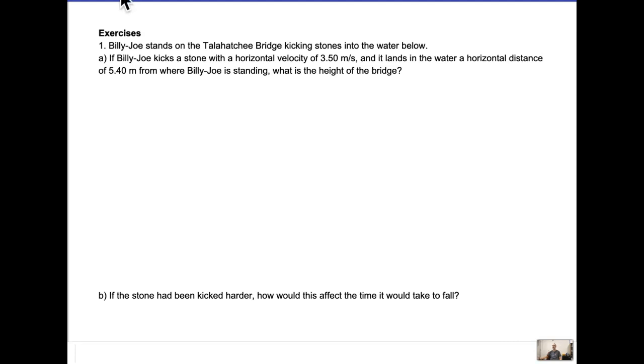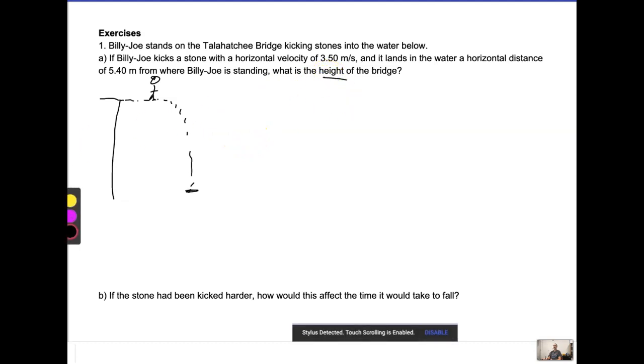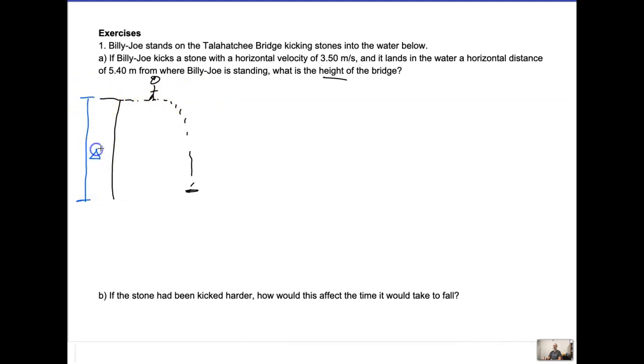For the very first one, we have Billy Joe standing on a bridge. We know that the bridge kind of looks like this. Really not, but anyway, so here's the bridge, and Billy Joe is standing here, kicks a stone off the bridge, and whee, it falls down to the ground. They want us to find the height of that bridge. To find the height of the bridge, we know that the height is going to be delta y.